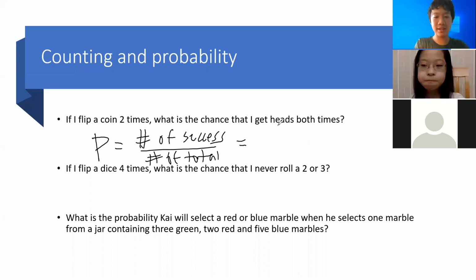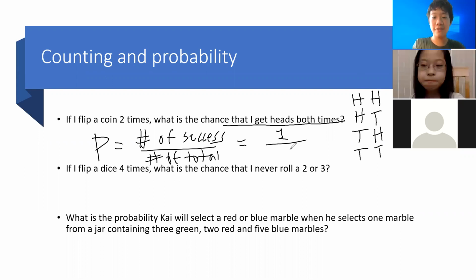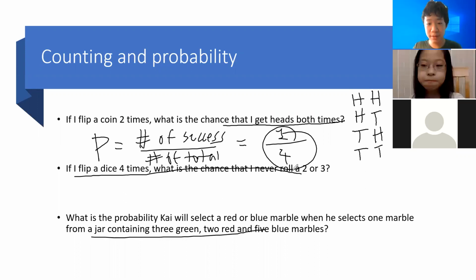So for the number of successes, how many ways can I get both heads? Well, it's only one way, right? Either I got both heads, or I don't. There's not really any other way I can do it. So there's only one success case. How many total cases? I can list them out. We can have heads, heads; heads, tails; tails, heads; or tails, tails. So we got four total. So the probability is 1/4. And using the same logic, you can do all the rest of these problems. So counting and probability is basically a calculation of what's the chance something happened.